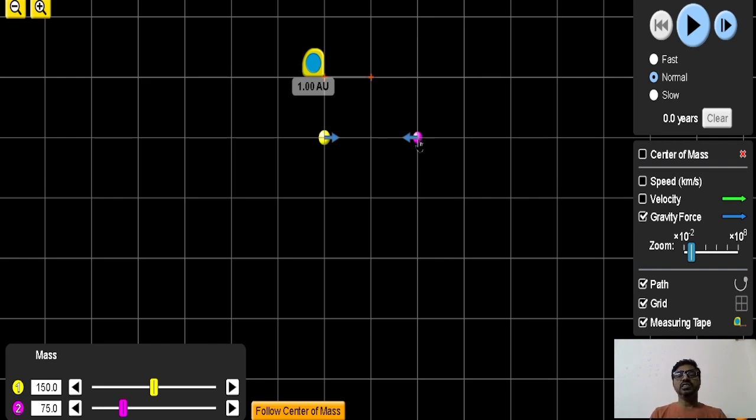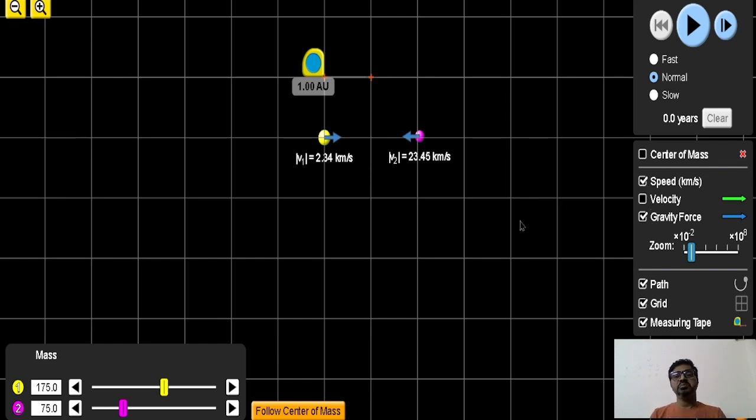And also you can change the separation between the objects. You can bring them away from each other and bring them closer to each other. So by changing the separation also, gravitational force can be changed. Closer they are, more is the gravitational force. Farther they are, lesser is the gravitational force. And you can also change the masses. By that process also you can change the gravitational force. Okay, so gravitational force is one parameter that we are looking at, which depends on both masses as well as the separation between them.